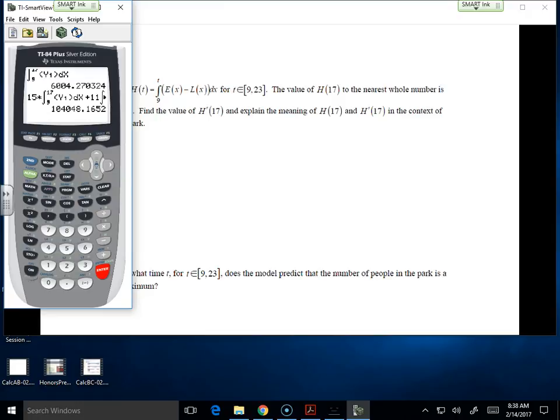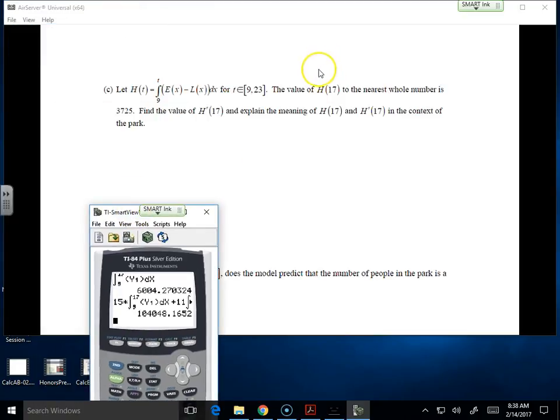Oh. Okay, so hold on. What do they ask us to do? They said, we move our calculator. The value of h of 17 to the nearest whole number is 3,725. Find the value of h prime of 17 and explain the meaning of h of 17 and h prime of 17 in the context of the park.